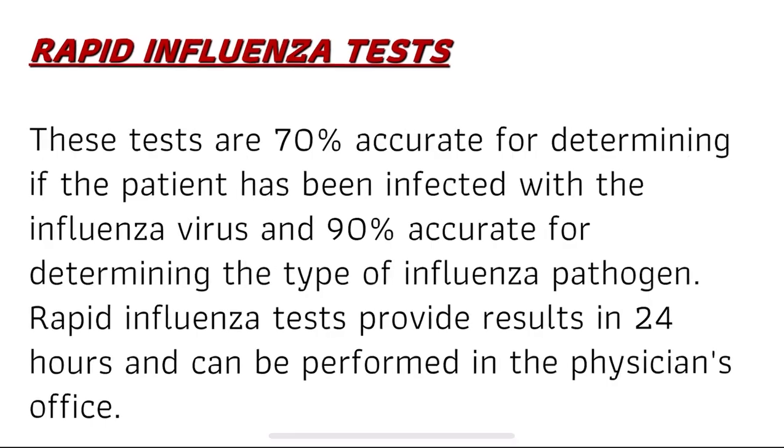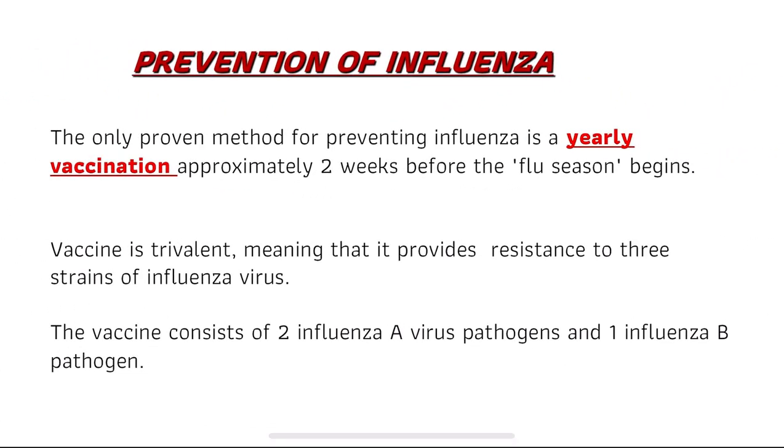Moving further to the prevention of influenza. The only proven method for preventing influenza is a yearly vaccination, approximately 2 weeks before the flu season begins. So, if the winter season is beginning in the northern states, we have to think about the influenza vaccination, which has to be done 2 weeks prior to the flu season beginning.